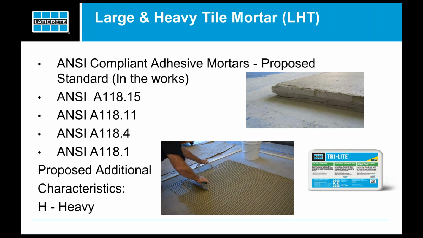If you need to build them up, the LHT category, a large and heavy tile mortar, might be the better option. And again, in our line, we have several. Laticrete Trilite is depicted in this photo. And that characteristic, according to ANSI, is the H designation. So that fits in all of those different categories, and you'll put an H next to it for the heavy tile mortar.